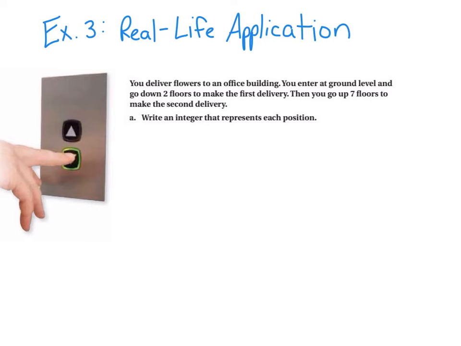For example 3, we're doing a real-life application. It tells us that you deliver flowers to an office building, you enter at ground level and go down 2 floors to make the first delivery, then you go up 7 floors to make the second delivery, and it asks us to write an integer that represents each position.